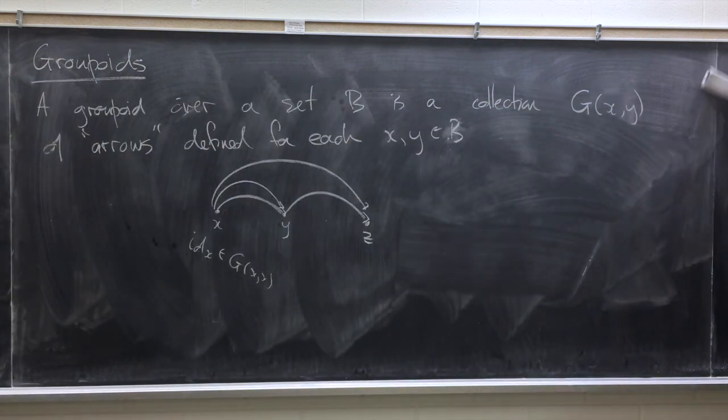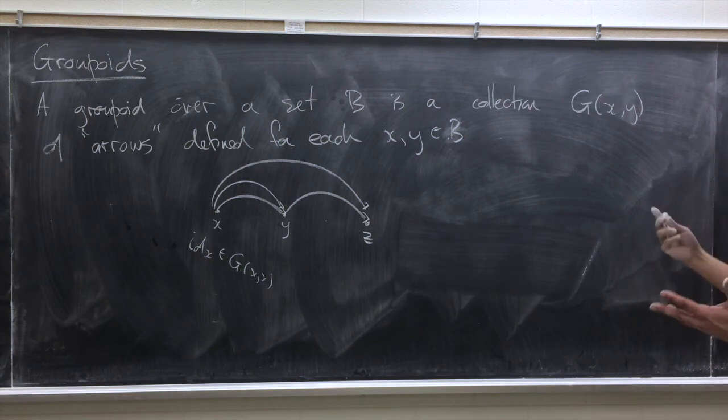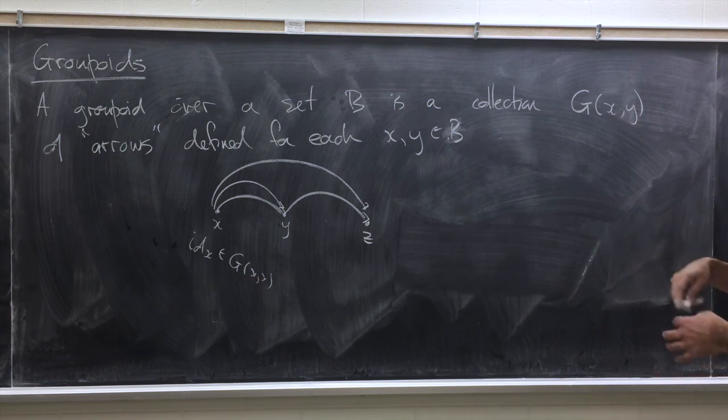Okay. So one way to think about a groupoid is to think of it as being a group where the multiplication is not defined for every pair of elements. So you can't compose arbitrary things. There are certain rules which define the subsets of things you can compose.